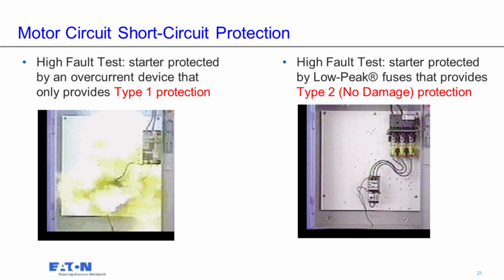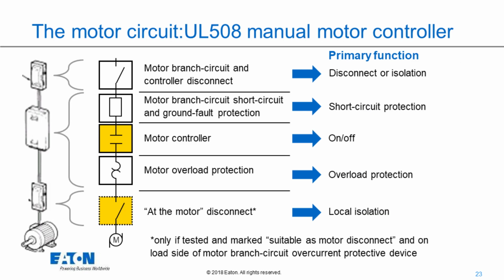There's absolutely no damage. If you see the video of this, hopefully you can see my little arrow here. If you look at the little wires in between the fusible switch and the controller, you can detect almost a slight tiny movement if you look real close and put it in slow motion. So very little energy gets through with the Class J fuses protecting that controller, and that provides type 2 no damage protection.